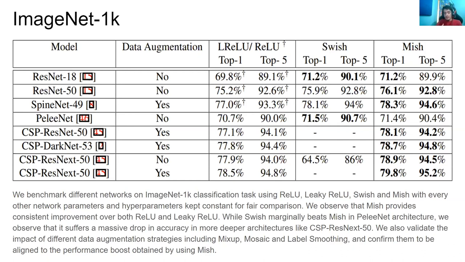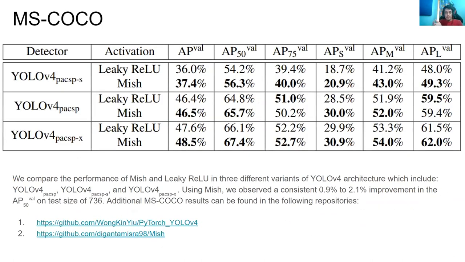But that's not the only reason that we should consider these smooth activation functions. Before I go into the reason why, here's another of the downstream computer vision tasks that most users and academicians use to benchmark their neural networks: object detection on MS-COCO. And you can see that in this example, Mish is clearly leading by quite a significant margin compared to leaky ReLU.